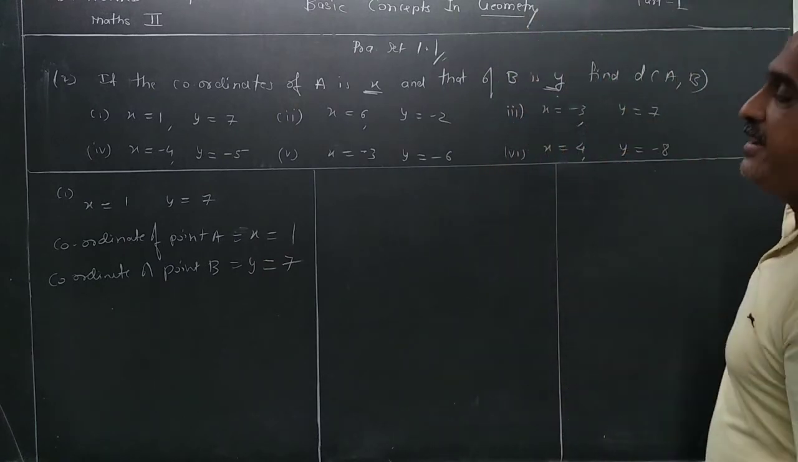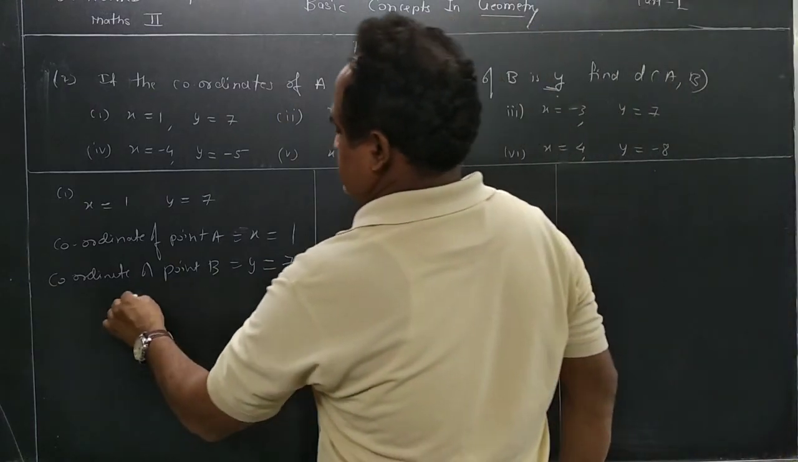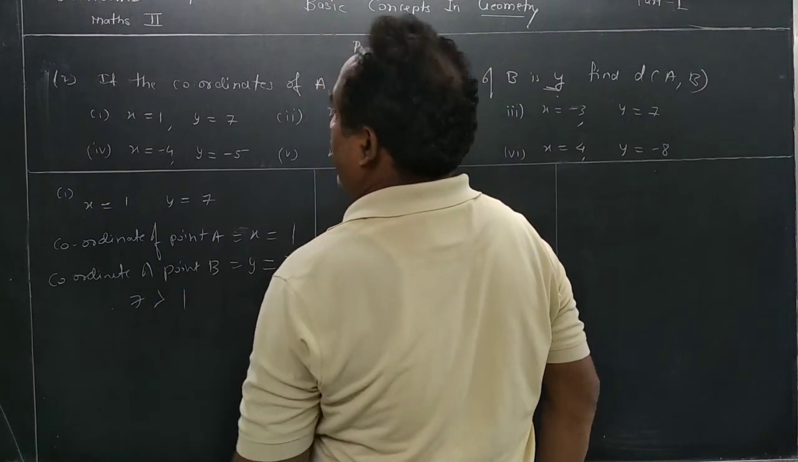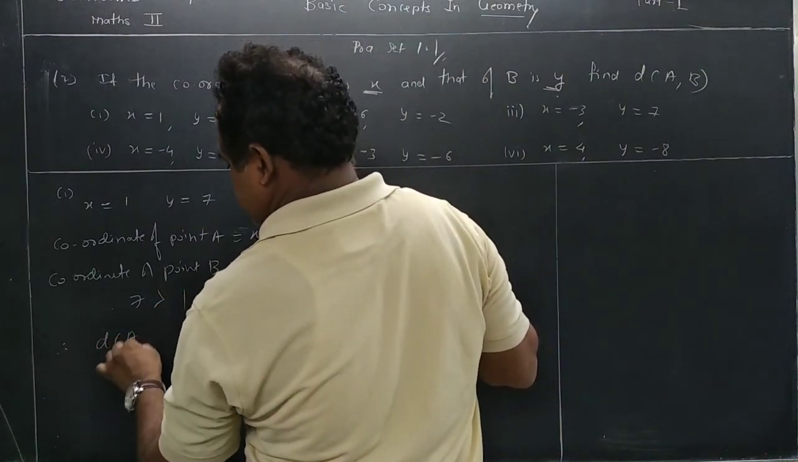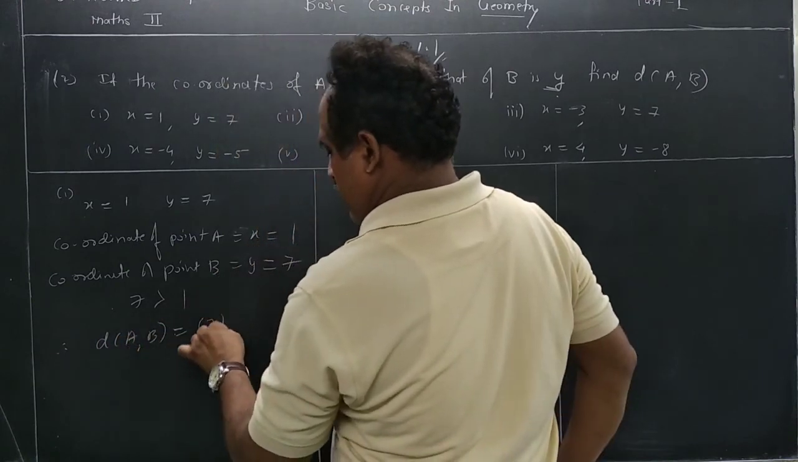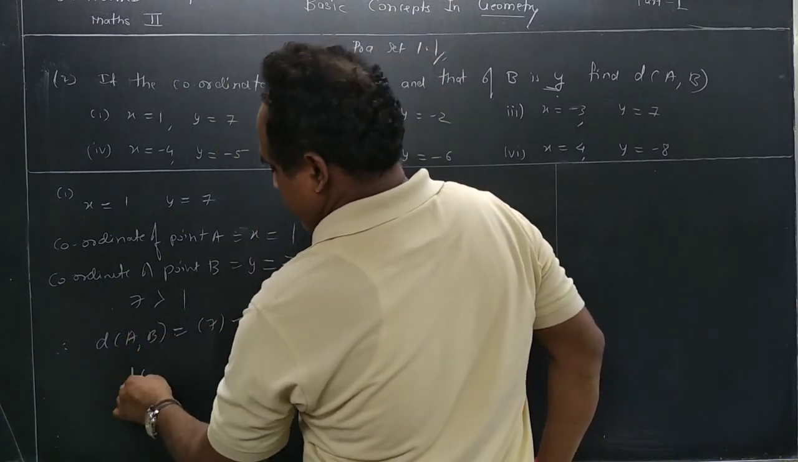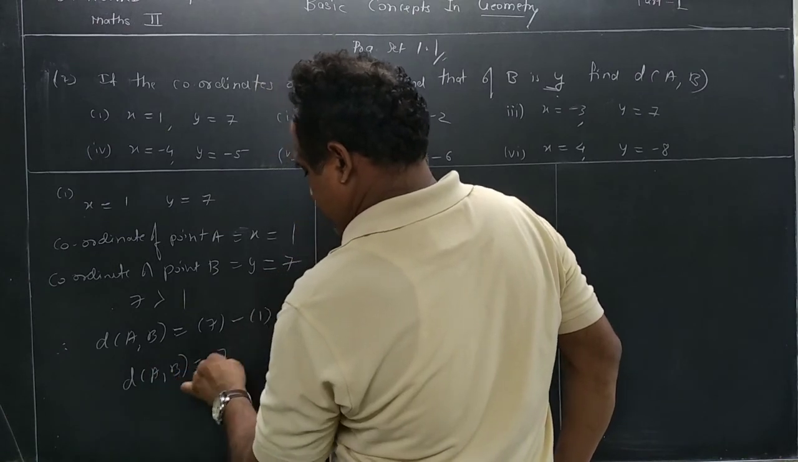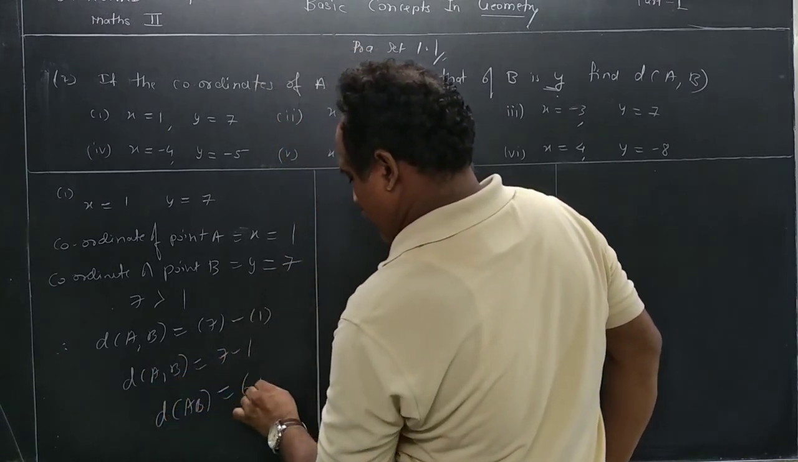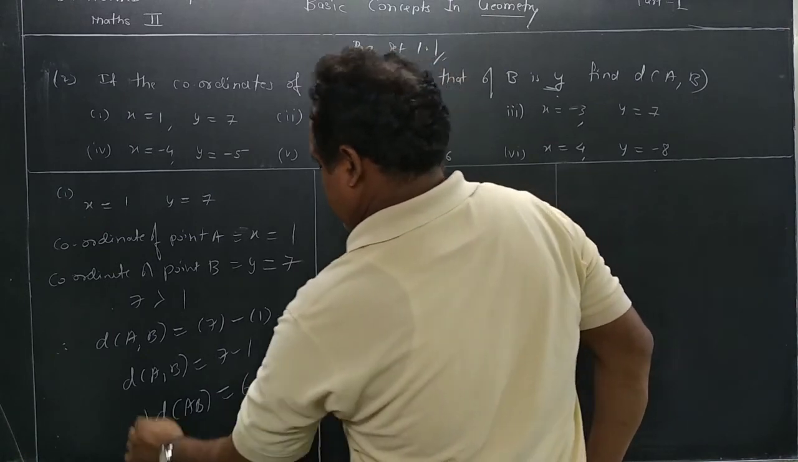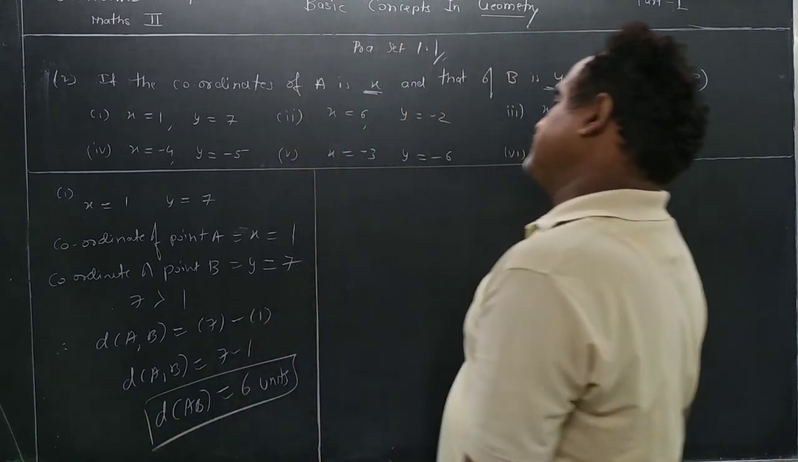Can you tell me which one is greater? So that is 7 is greater than 1. So what can I say then? Therefore, distance AB is equal to 7 minus 1. Distance AB is equal to 6 units as the answer.